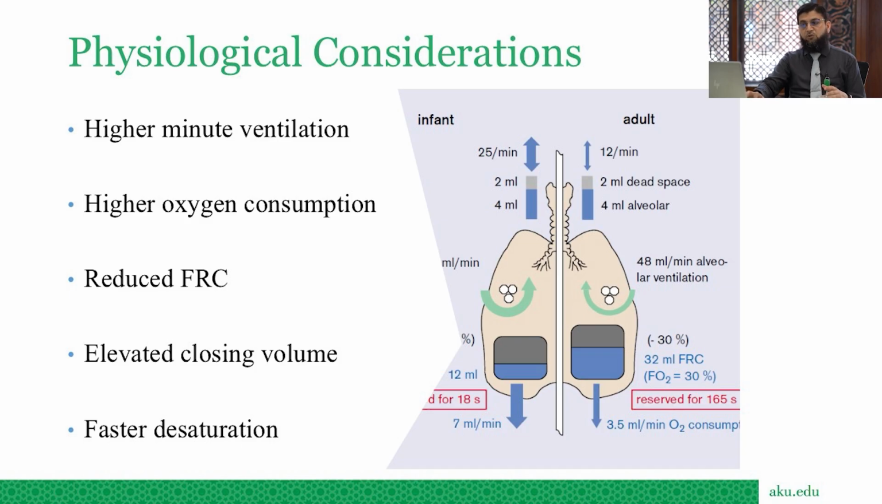And they have reduced FRC, they have reduced tidal volumes, they have elevated closing capacities, which prone them to collapse their lungs, and they have faster desaturation as they have decreased oxygen reserves. So they desaturate faster because they have decreased oxygen reserves, and they have a higher oxygen consumption. That's why they desaturate faster.